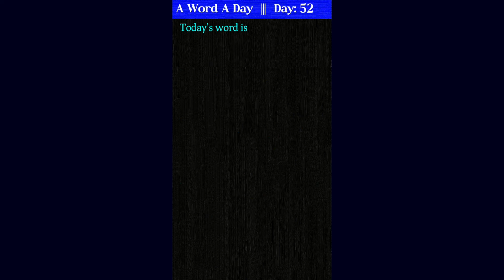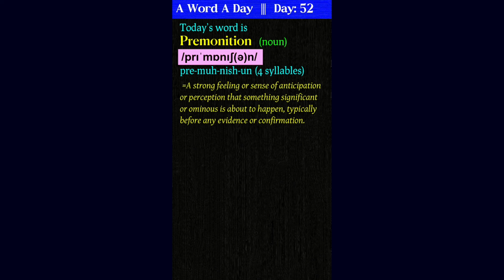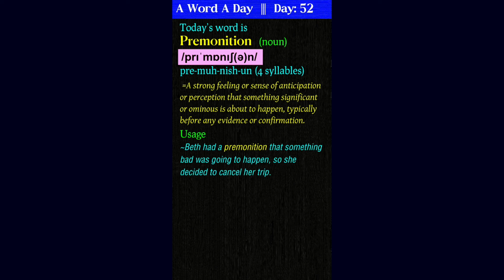Day 52. Today's word is premonition. Premonition. 4 syllables. Premonition is a noun. Premonition means a strong feeling or sense of anticipation or perception that something significant or ominous is about to happen, typically before any evidence or confirmation. Usage: Beth had a premonition that something bad was going to happen, so she decided to cancel her trip. Jack's recurring dreams served as premonition of the tragic accident that occurred the following week.